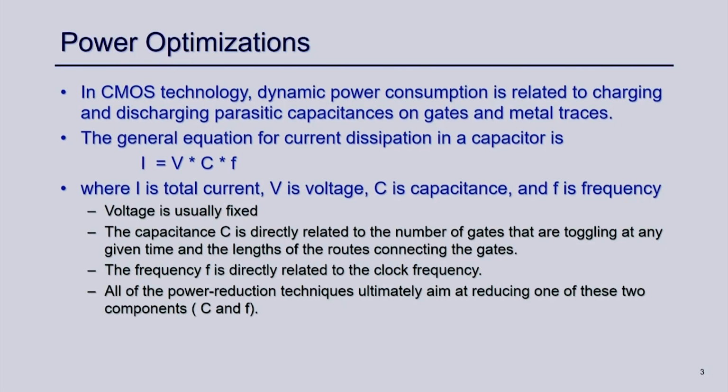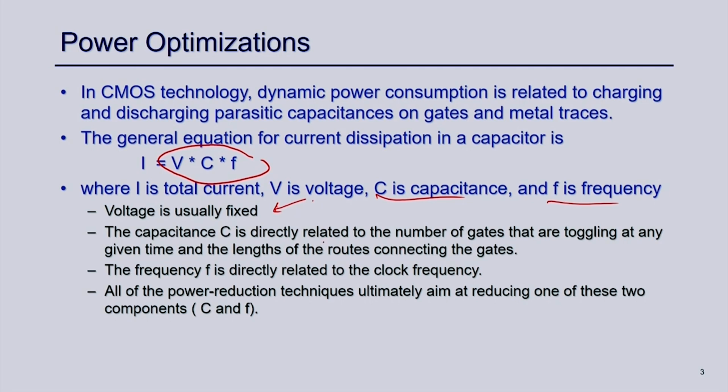If you look into the power consumption of a circuit, most digital designs are done using CMOS technology. The dynamic power consumption is related to the charging and discharging of parasitic capacitance of gates and metal traces. At a very high level, the current dissipation, which is directly related to the power, is given by the formula P equals V into I, where I equals V into C into F. Here I is the total current, V is the voltage on which the design is running, C is the capacitance and F is the clock frequency. Usually voltage is fixed, so we do not change much on V, but we will talk about that as well.